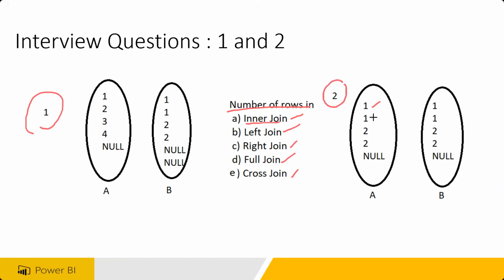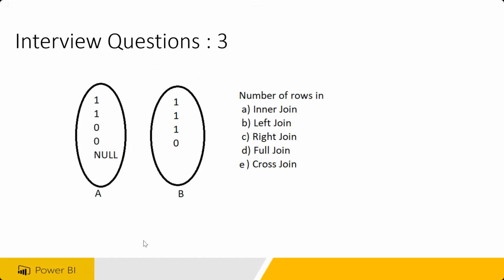I have 1, 1, 2, 2, null, and 1, 1, 2, 2, null. I wanted to know the number of rows in an inner join, and the number of rows in left outer, right outer, full outer, and a cross join. Clear? Tell me these answers. These are compulsory interview questions. This is question number 1 and 2. Question number 3 is this: 1, 1, 0, 0, null, and 1, 1, 1, 0. Tell me the number of rows in inner join, left, right, full, and cross join.